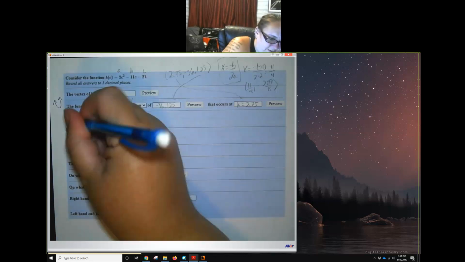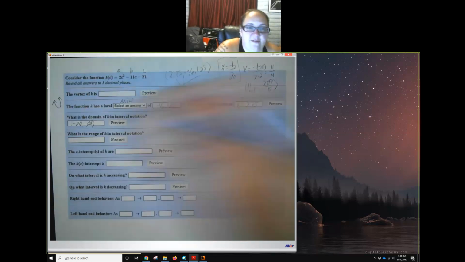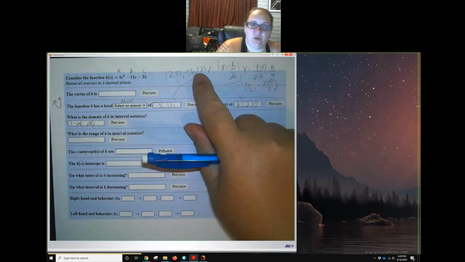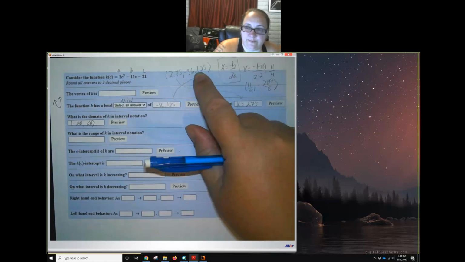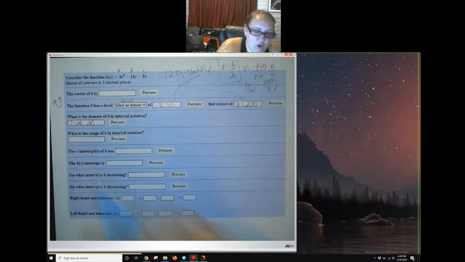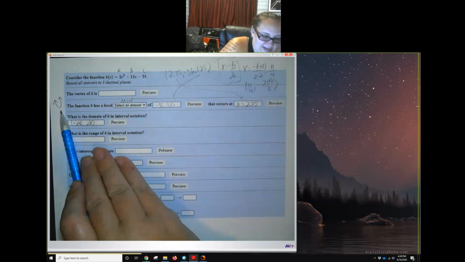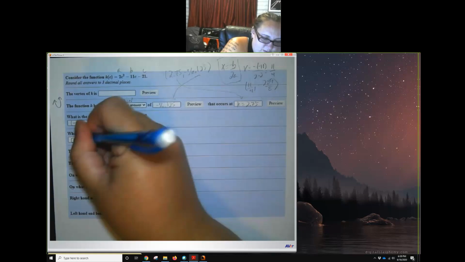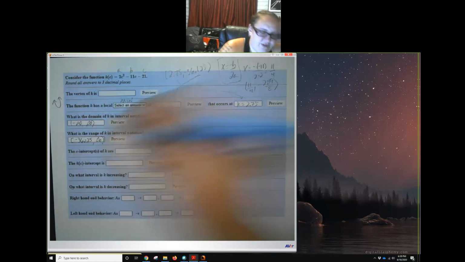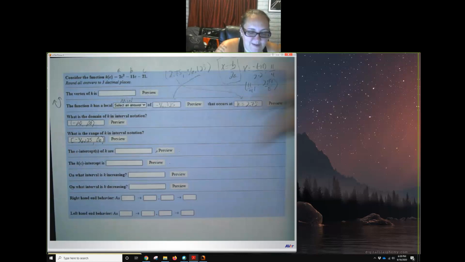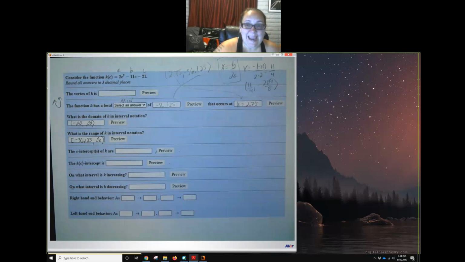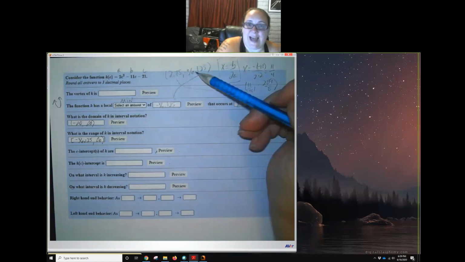Domain is always all real numbers for a quadratic. The range here always involves the y value of your vertex. And since this parabola opens up, that means that your range is negative 36.125 to positive infinity. Now, if a had been negative and this had opened down, then my range would be negative infinity to, and it would stop at this y value.